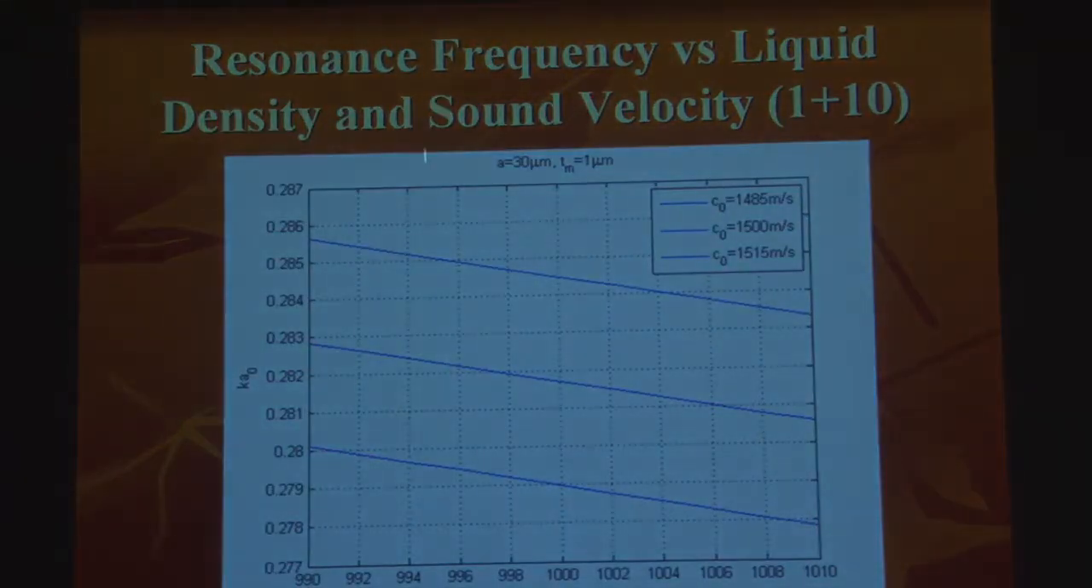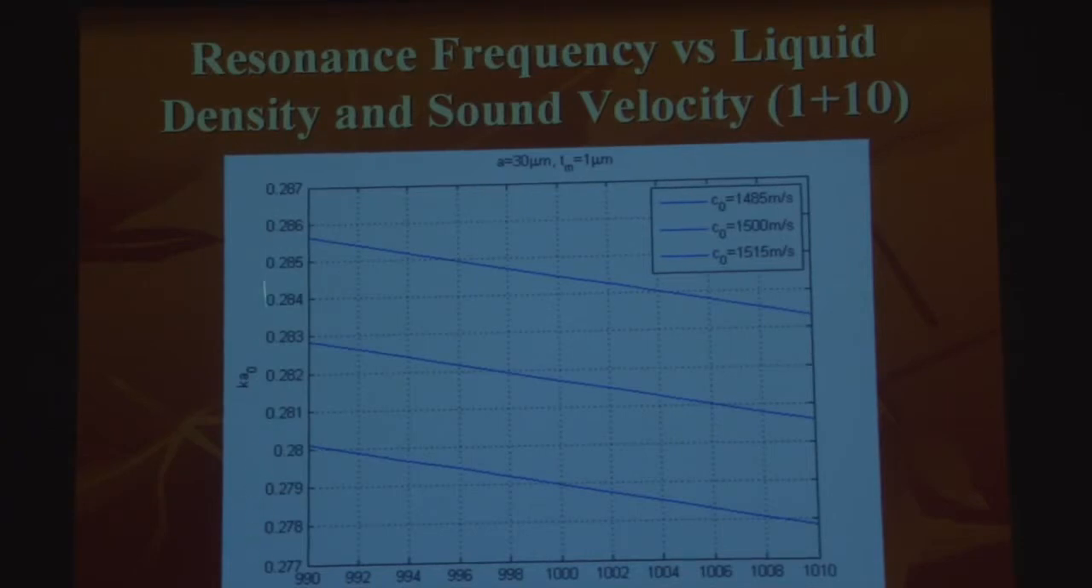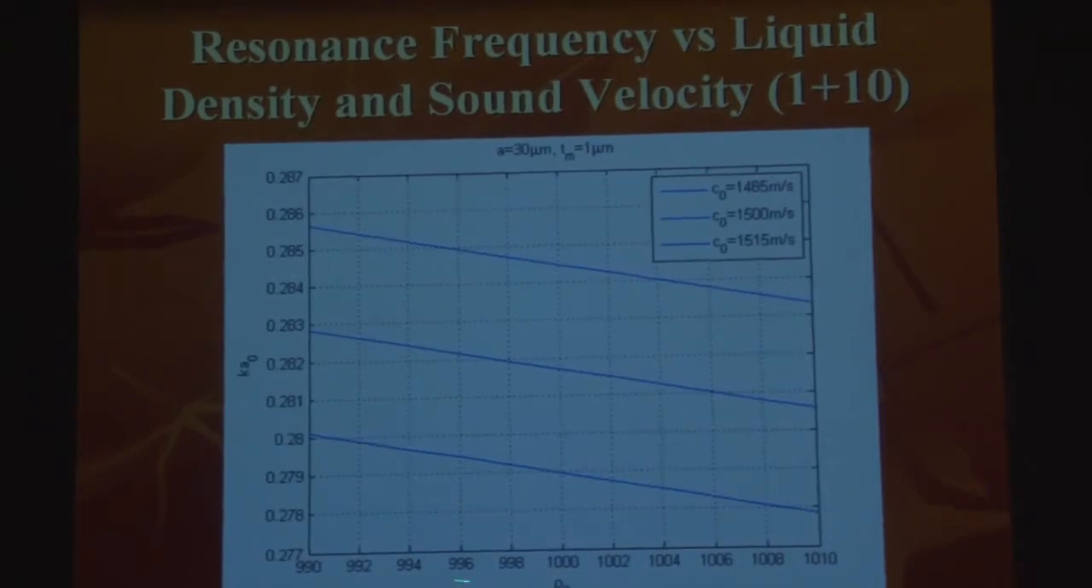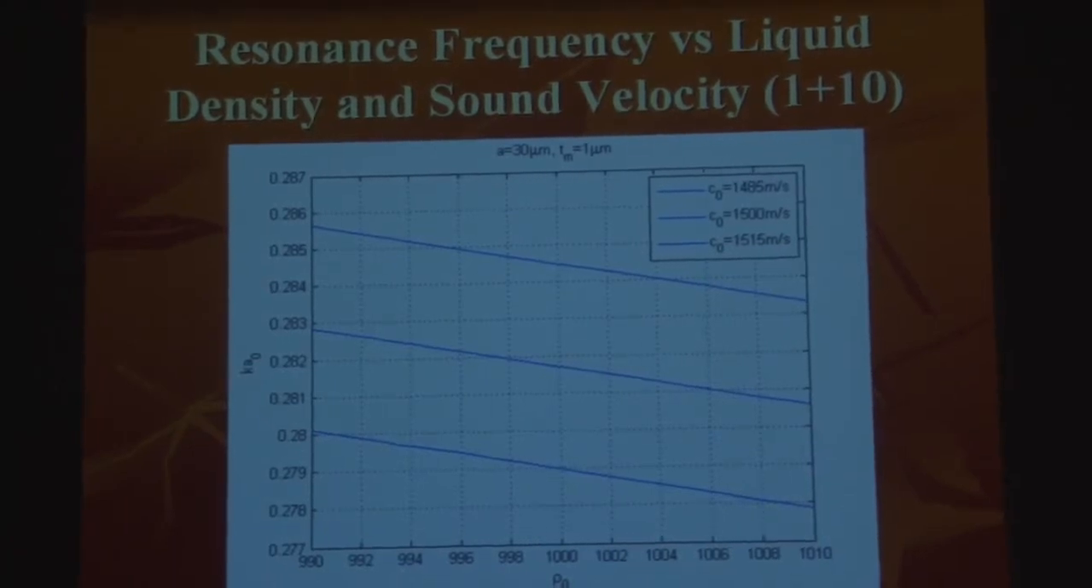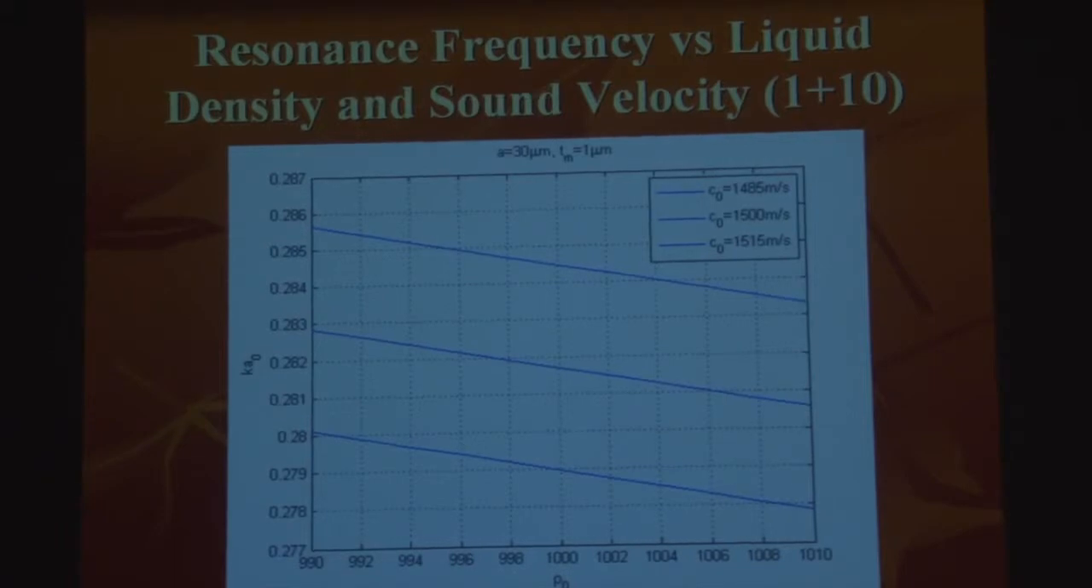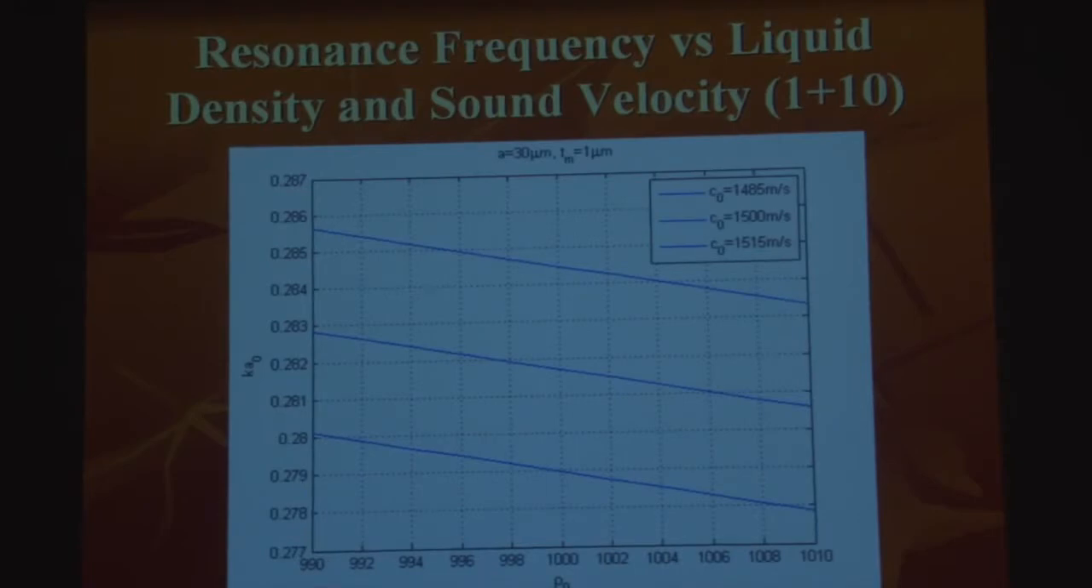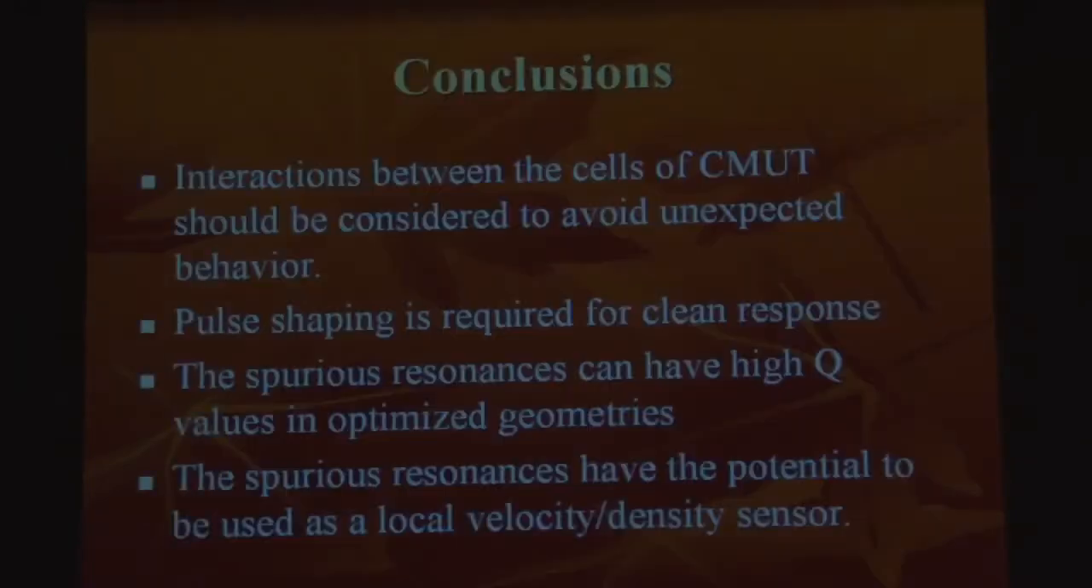And this is a graph showing the normalized resonance frequency, how the resonance frequency changes as a function of the local density of the water and as a function of the local sound velocity. So there is a significant change in the resonance frequency, and if you have a high SNR system, you can easily detect very, very small changes in local density or local sound velocity.